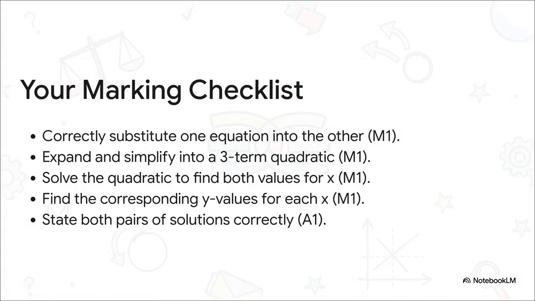So let's just recap the journey we took. Think of this as your 5-mark checklist. First, you get a mark for correct substitution, then a mark for forming that 3-term quadratic, another mark for solving for x, a 4th mark for finding the y values, and that final accuracy mark for stating both pairs correctly. This is your roadmap. This is how you get full marks on this type of question.